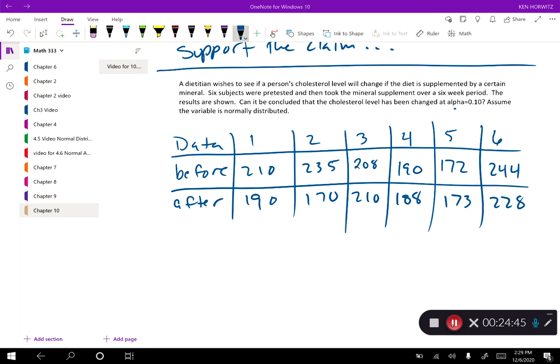All right, next example. A dietitian wishes to see if a person's cholesterol will change if their diet is supplemented by a certain mineral. 6 subjects were pre-tested, then took the mineral supplement over a 6-week period. The results are shown. Can it be concluded that the cholesterol level has been changed at alpha equals 0.10? Assume the variable is normally distributed.